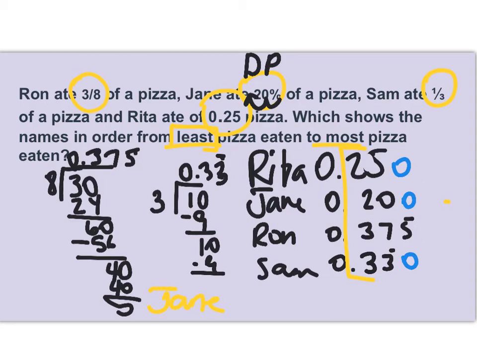Second least amount would be Rita. She ate 25 hundredths of the pizza. The next person who ate the least amount would be Sam. And then Ron ate the most. This is the order of your pizza from least to most.